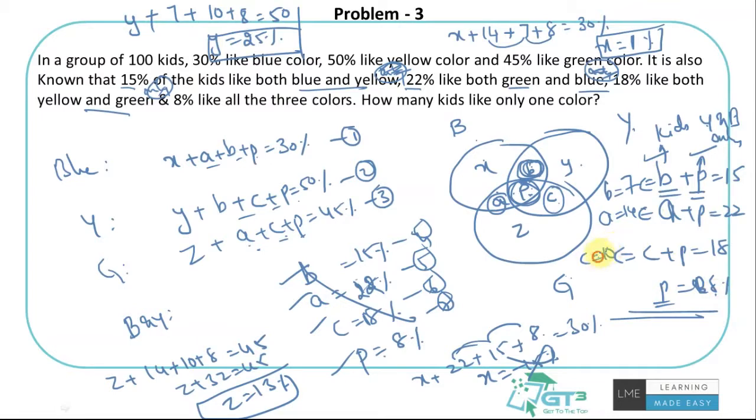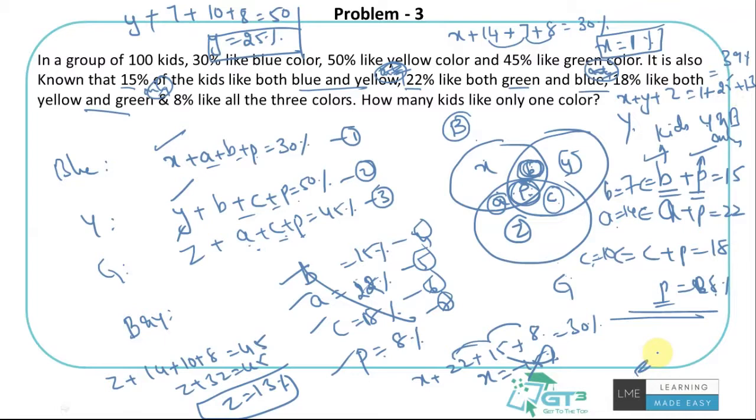I can individually find only two, only two and only two and then substitute it back here to get only one color. So how many kids like only one color? X plus Y plus Z is the answer for this. X is the number of kids who love only blue, Y is the number of kids who only like yellow, and Z is the number of kids who only like green. So I just need to do 1% plus 25 plus 13. This will turn out to be 39%. So that's the answer for this. That's how you'll solve these questions.